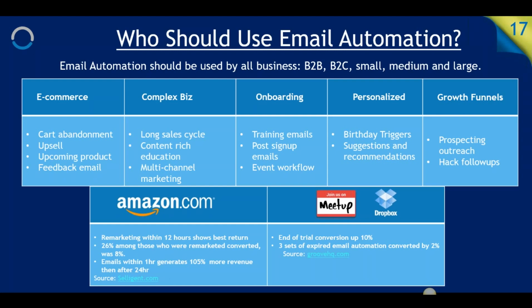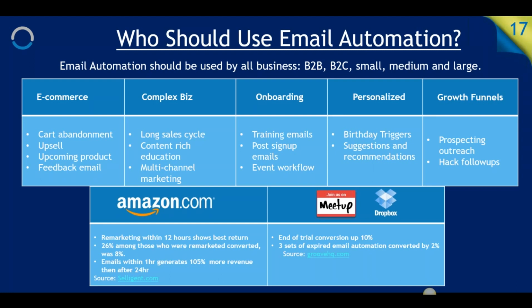These are 3 companies that have leveraged this to the fullest. So you have Meetup, Dropbox, Amazon. If you are part of any of these, you've probably gotten tons of automated emails from them. And most of the time, in my case, I think most of the time they're relevant to what I want to do or the actions I need to be taking.